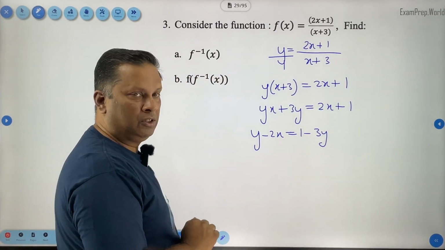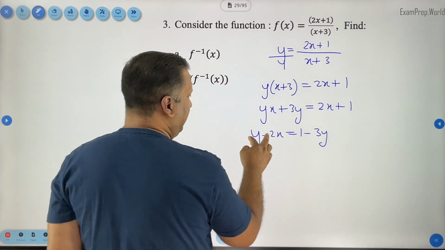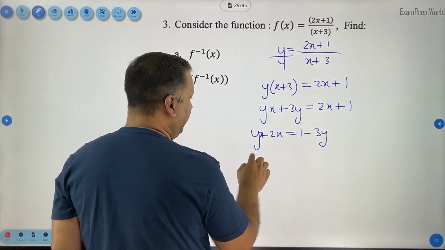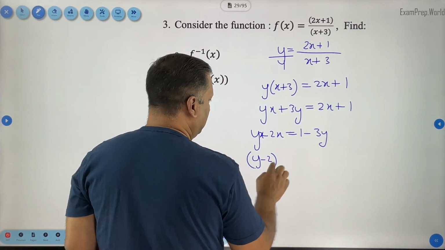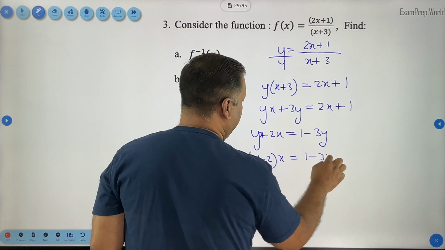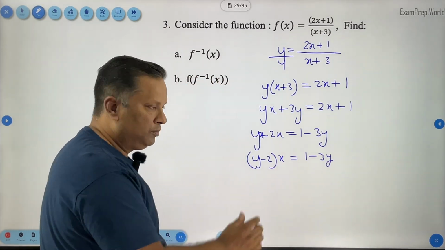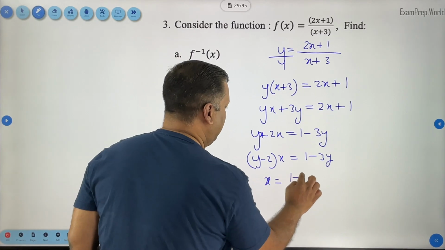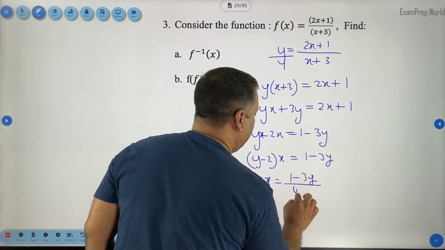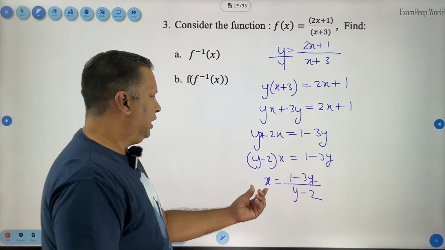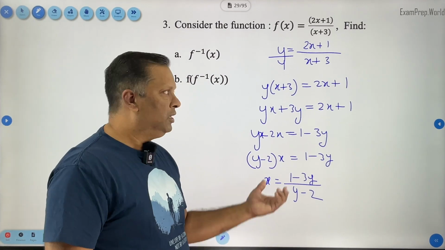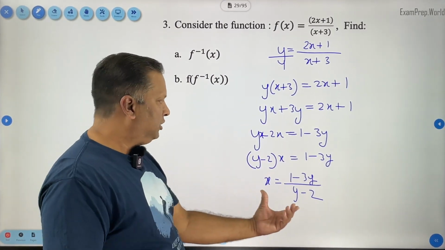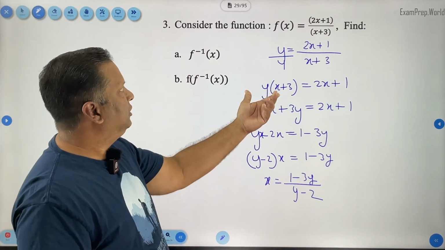Okay. Now this is very clear. So can I take yx minus 2x? I'll take x common: (y minus 2) x equals 1 minus 3y. Now I have to isolate x. I will send y minus 2 below. Therefore x equals (1 minus 3y) by (y minus 2). Now see, I have already changed the subject to x. Okay, you have to develop the skill of transposing, right? Once it is done, our inverse function is very simple.